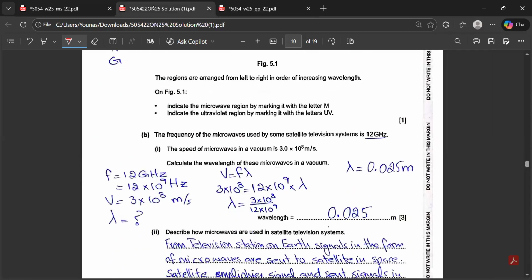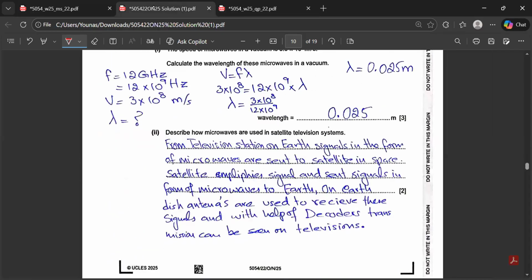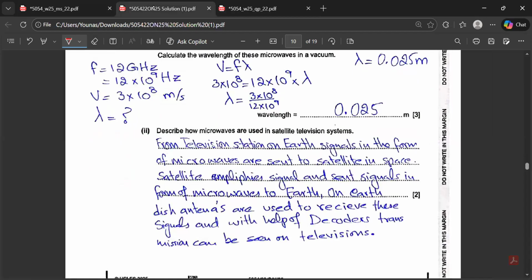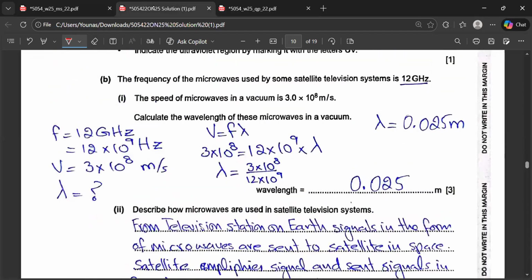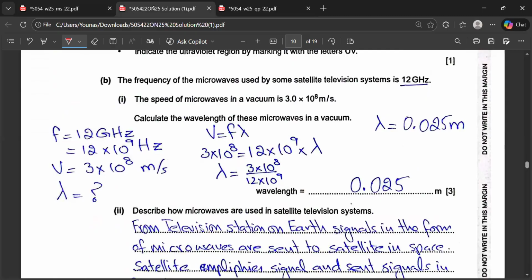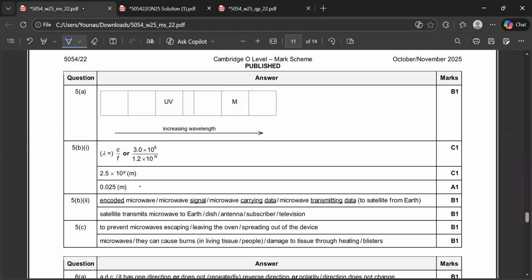Let me show you my answer, sir. So here we have, okay, convert the frequency into hertz, and this is the speed. V is equal to f lambda. So the lambda will be equal to 3 × 10^8 divided by 12 × 10^9. When you do this on your calculator, you will get 0.025 meter. Let me show you the answer, sir. And this is the answer. I hope you understand it.